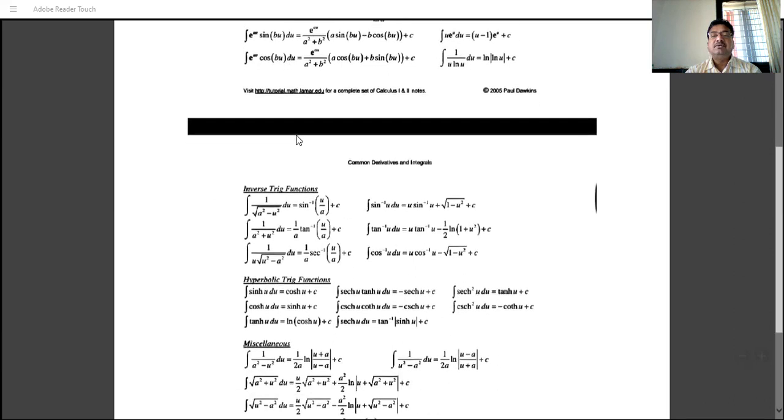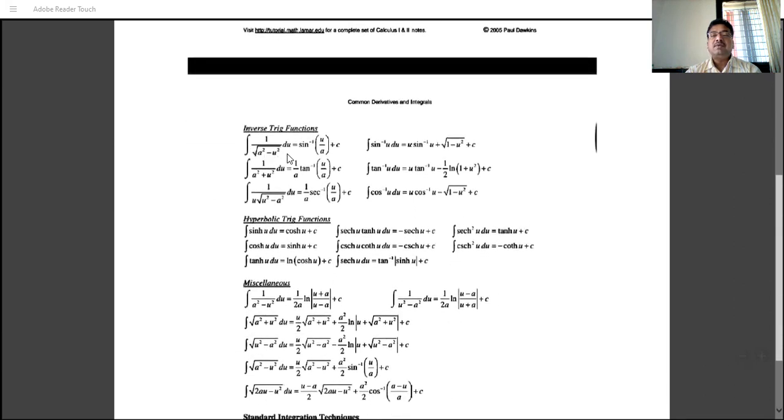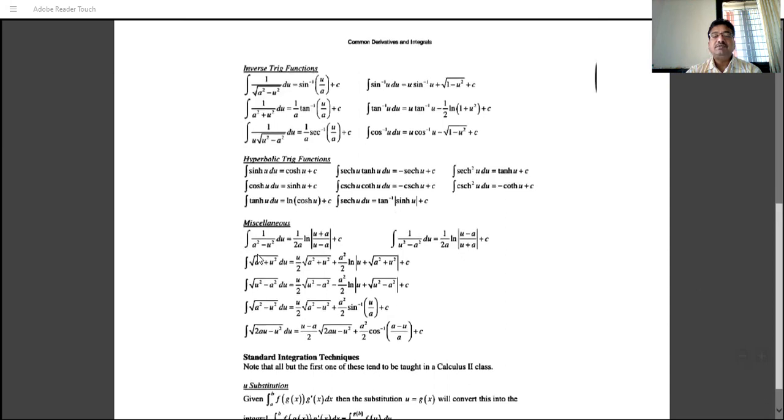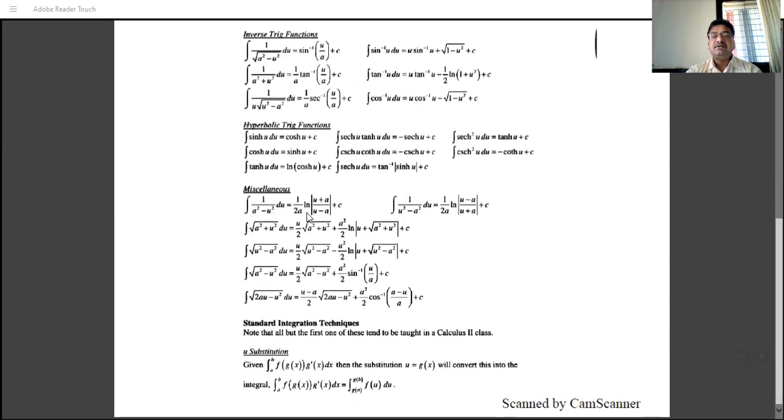So these are some rules of integration. Integration of 1 by root a square minus x square is what? Sin inverse x by a. And integration of 1 by x square plus a square is 1 by a tan inverse x by a. Integration of 1 by x root x square minus a square is 1 by a sec inverse x by a. In this way, there are formulas for integration of sin square u, tan square u, and so on. Integration of 1 by a square minus u square is 1 by 2a log of a plus u divided by a minus u. Integration of 1 by u square minus a square is 1 by 2a log of u minus a divided by u plus a. Integration of 1 by root a square plus x square as well.